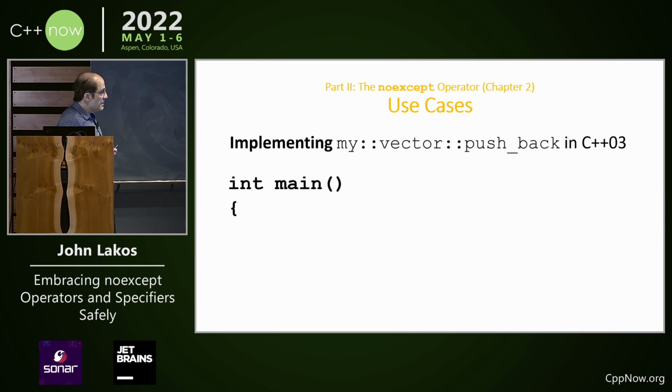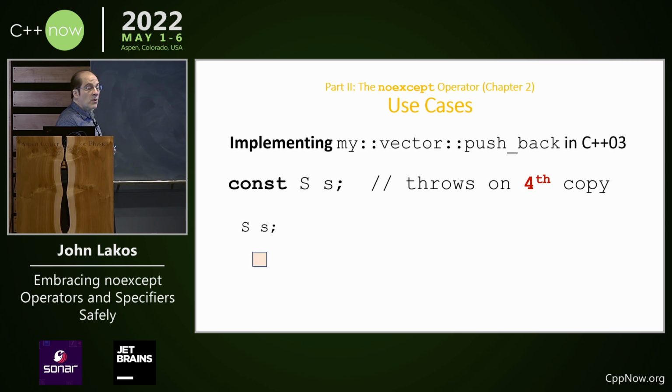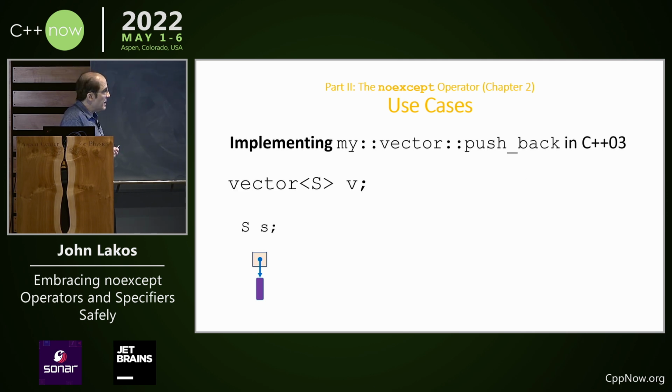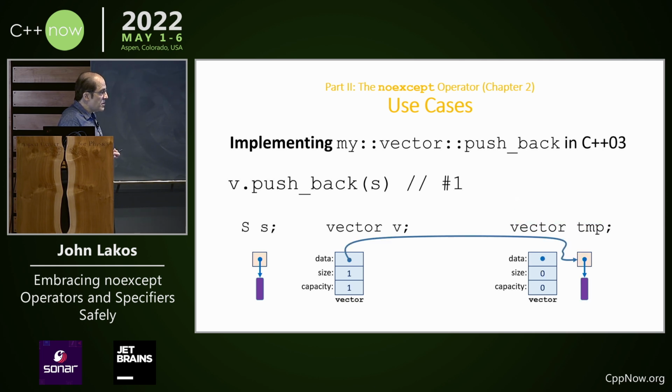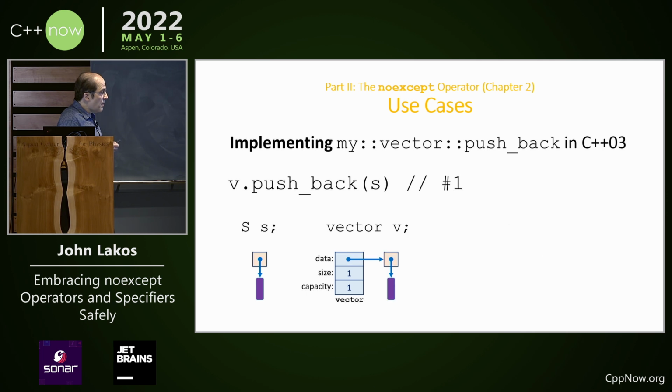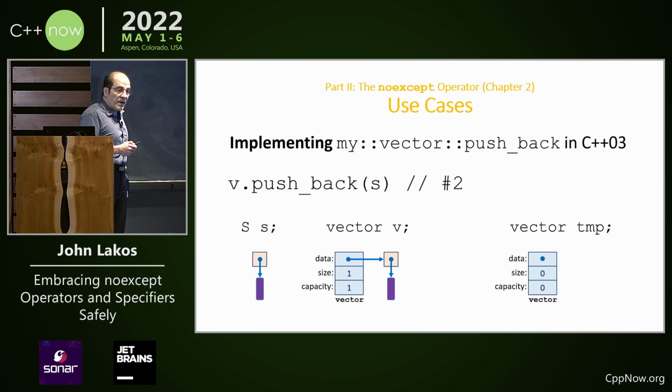So here's my main. This one's going to throw on the fourth copy. I changed my mind. Here's S. S allocates something just because it can, so S is an allocating type. It doesn't have to be. Here's a vector. Now I'm going to push back something onto the vector. I create a temporary, and I push something back onto the vector, and I've made that copy, and then I do a swap. Once I do the swap, it all goes away. It looks like that. Then I come along and do my second push_back, so I create a copy. That's the second copy.